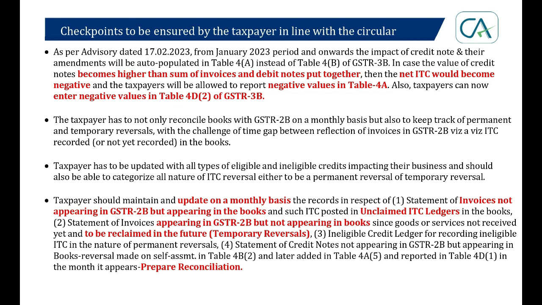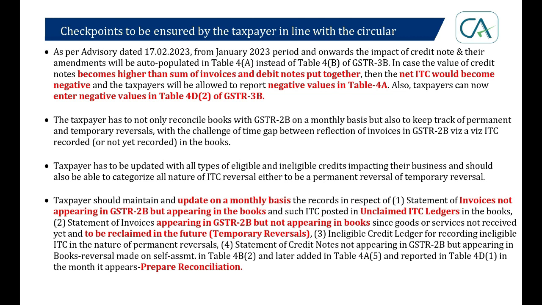For instance, in GSTR-3B table 4A5, you have B2B input tax credit for the month of August, say 100 rupees. But in the same GSTR-3B, you have a credit note, which is a debit note for us, which is purchase reversal of 250 rupees. That 250 will net off 100 and it will be minus 150. That has been allowed. Also, your negative reporting in table 4D2 has also been allowed.